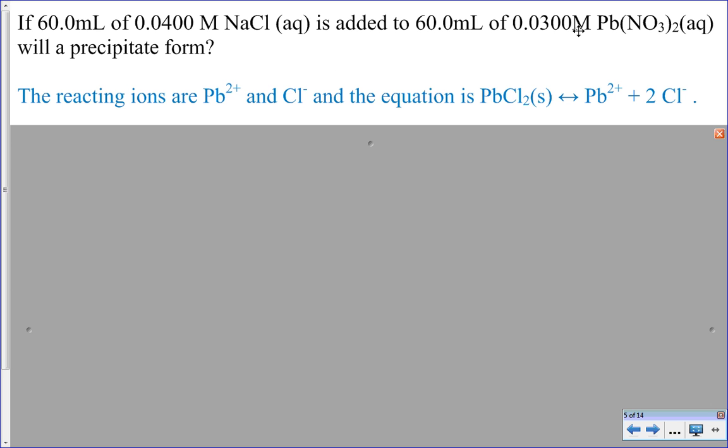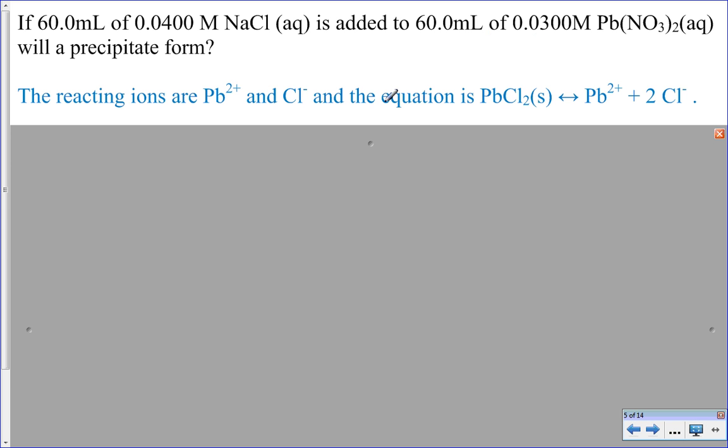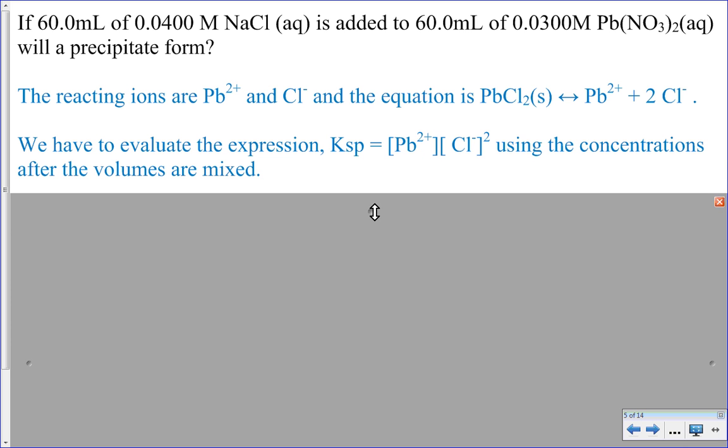Right? Lead ions up here and chloride ions. So we identify what are the ions participating in the precipitation that could possibly happen. And it's important because we need to know that there's a 2 in front of the chloride so that we come up with the right expression that has a 2 exponent up here.